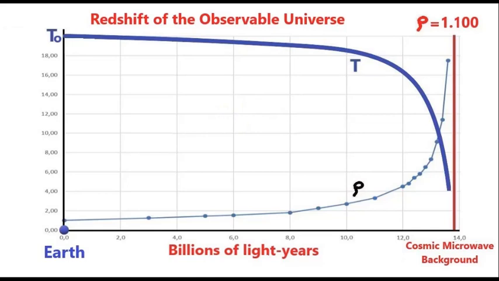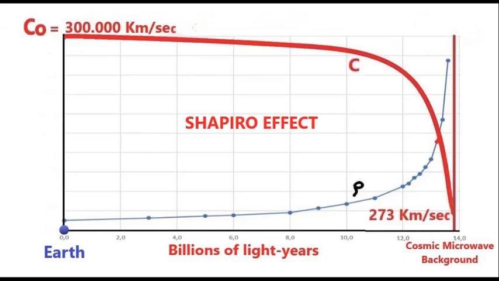This corresponds to a redshift z plus 1 of almost 1100 in the cosmic microwave background. That means its own Planck time was 1100 times our actual Planck time here on Earth. And the speed of the first emitted photon was 273 km per own second. Therefore, that first photon in its first proper second only traveled 273 kilometers, because we have a universal Shapiro effect.